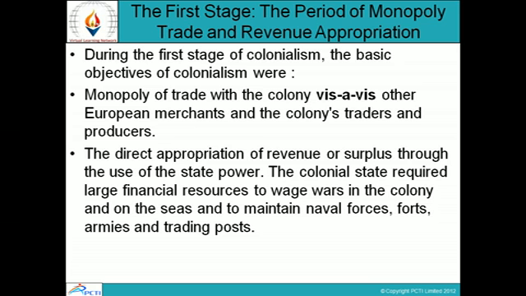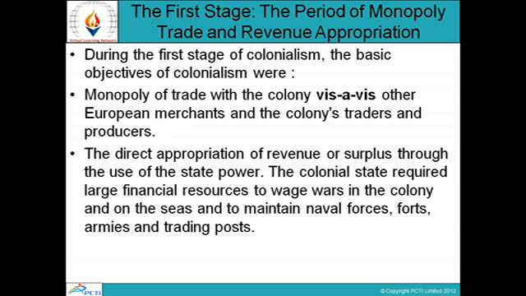The first stage: the period of monopoly trade and revenue appropriation. During the first stage of colonialism, the basic objectives were monopoly of trade with the colony vis-a-vis other European merchants and the colony's traders and producers. So whoever was ruling monopolized the trade, the economy and the merchants also. The producers and the traders had to deal with them.